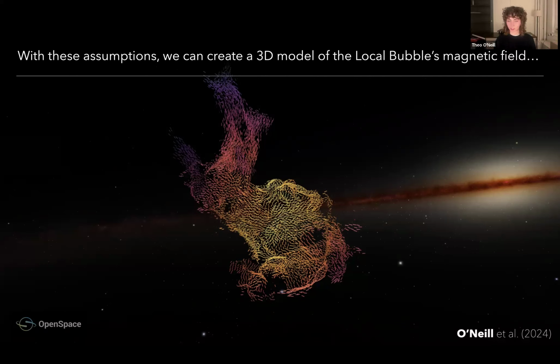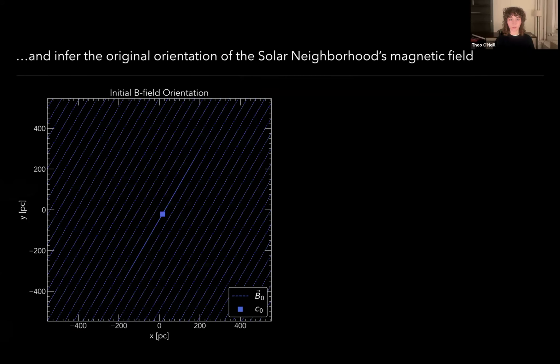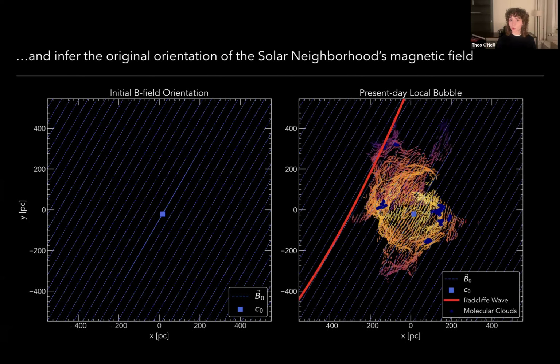And again, this is a result of the expected physical behavior of magnetic fields in the interstellar medium. So if we perform this modeling, we can come up with an informed model of what the initial orientation of the magnetic field in our solar neighborhood would have looked like. I'm showing this by itself here on the left, before the expansion of the local bubble. And on the right, I'm showing what this would look like in the present day.